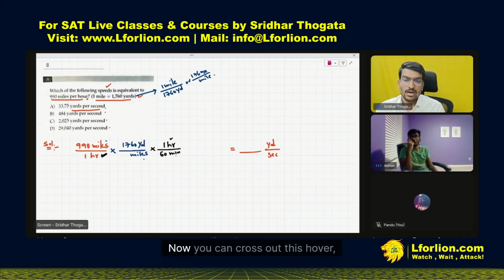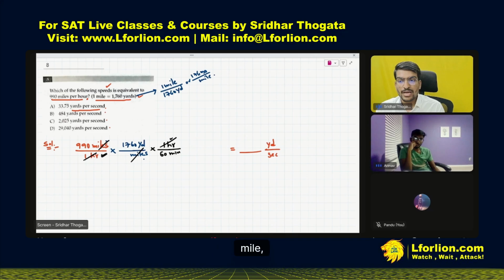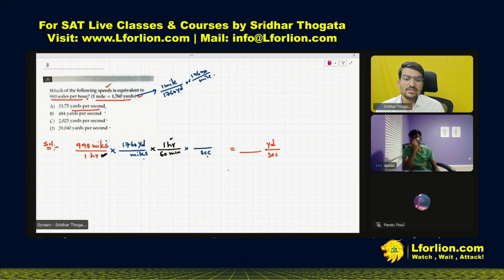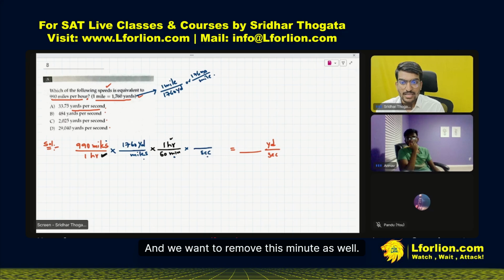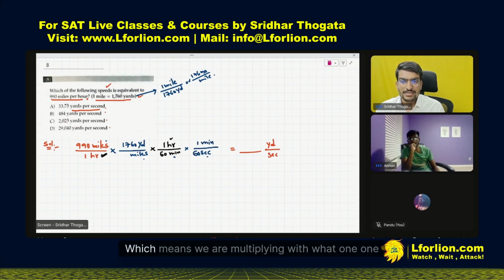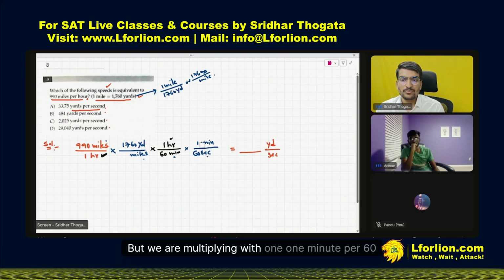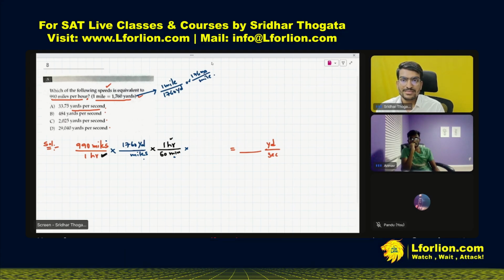Now you can cross out this hour, but you still remain with minute, and you need the answer per second. So we multiply and write second here, because second must be in the denominator, and we want to remove this minute as well. So we write that minute in the numerator. 1 minute is 60 seconds, both are equal, so we are multiplying by 1 minute per 60 seconds.